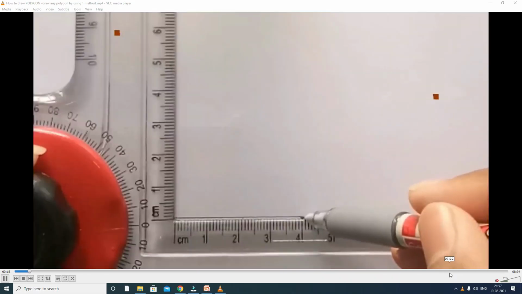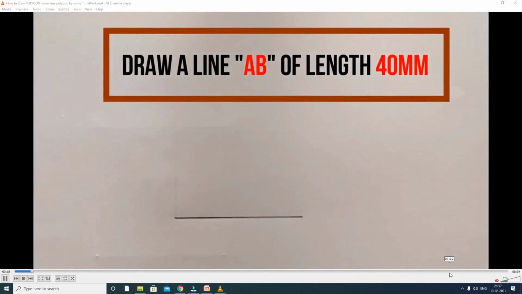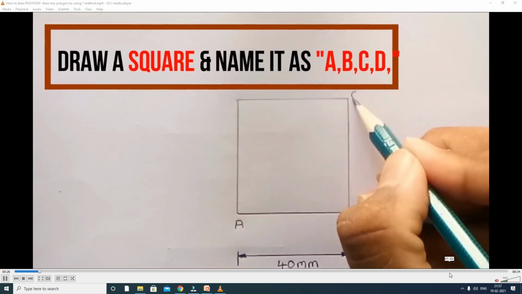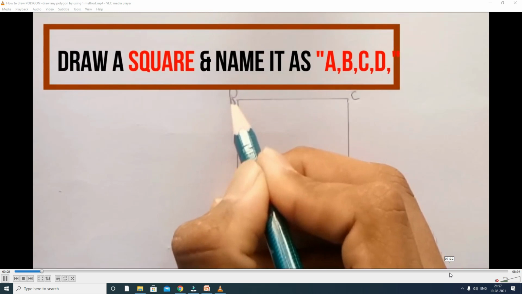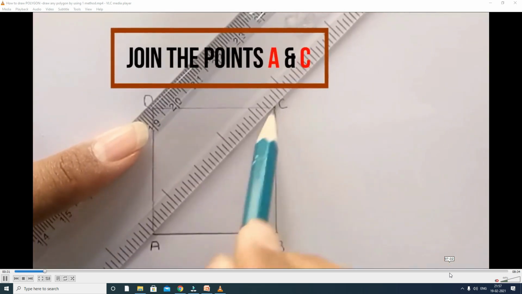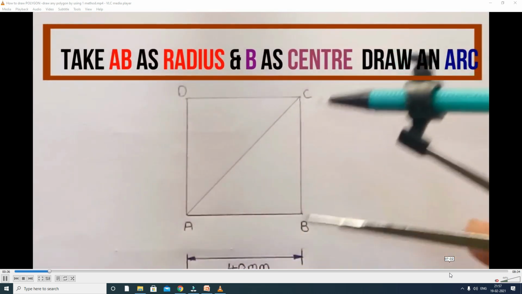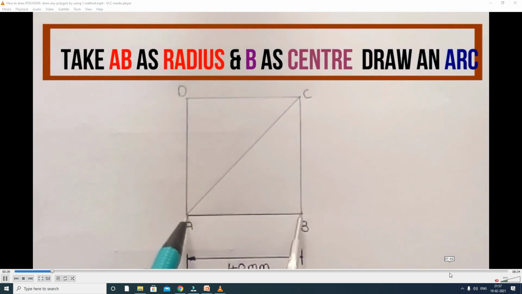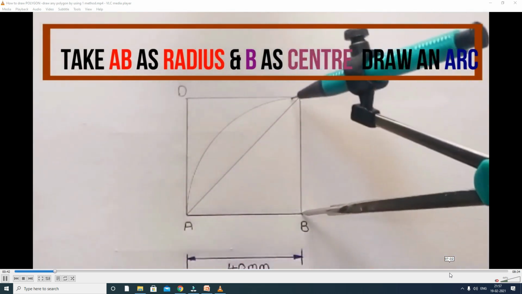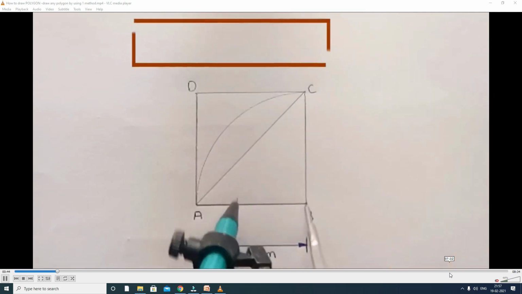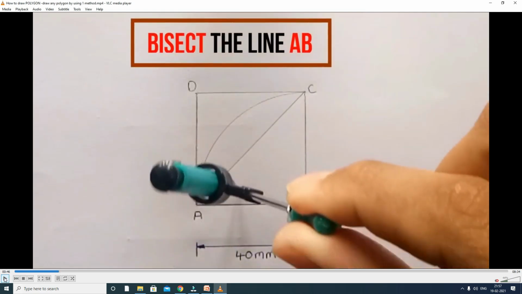Now we discuss how to draw any polygon using one method. In this method we draw the different types of polygons in only one way. Here you observe, first we draw one line of 40 mm. A to B is 40 mm distance. Then we extend the same 40 mm distance from B to C. B to C is also 40 mm.